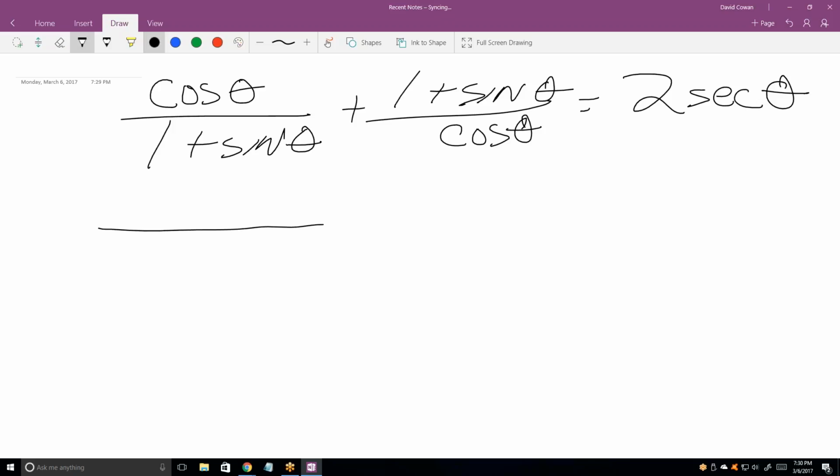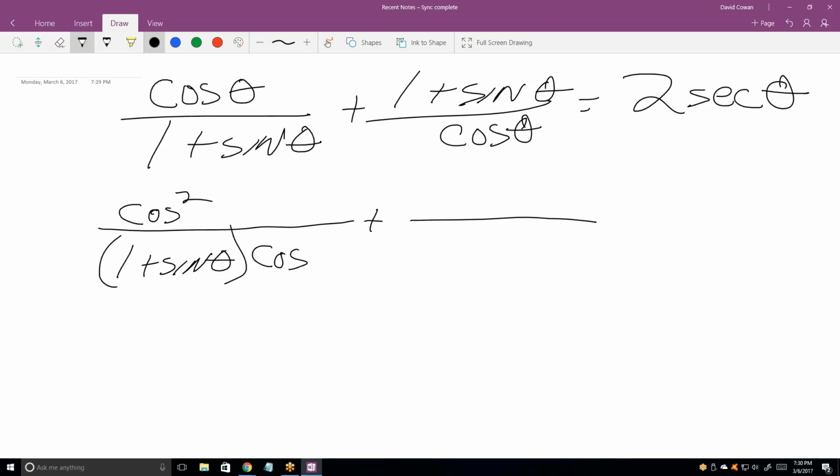So common denominator: cosine squared. Don't distribute it. Oh, I see what you're doing. Okay, sorry. Over what? Over cosine plus cosine times sine. Don't distribute it. That's what I meant. Don't distribute it, ever. Okay. You can see why?